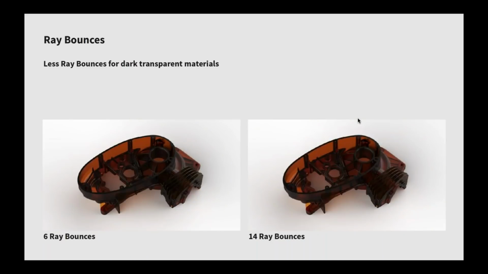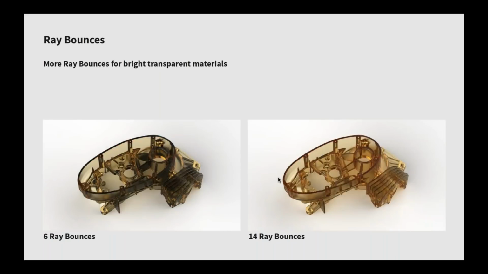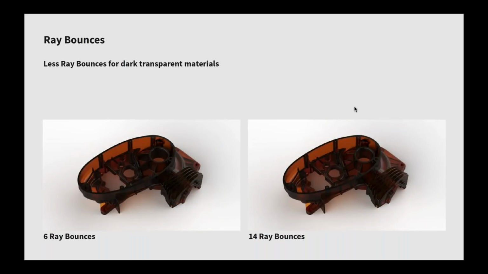Now, how many ray bounces you need really depends on the kind of material. You see in this example that it makes sense to increase the ray bounces for brighter plastics, brighter transparent materials. But as the material gets darker, the scene doesn't really benefit much necessarily from increased ray bounces. In this case, I just used the same color of glass, but I just decreased the brightness. And because more light is absorbed, you actually do not see any benefit from this increase in ray bounces.